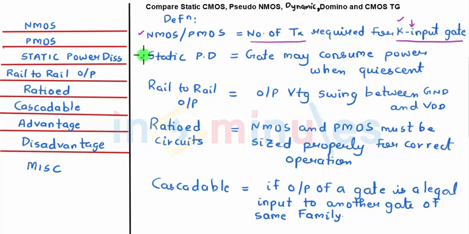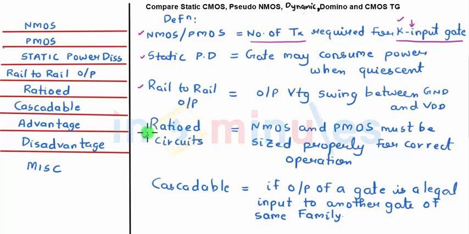My second point of comparison is going to be the static power dissipation. This is nothing but the power the gate may consume when in the quiescent condition. Quiescent means a DC condition, which we have seen in the previous clips. Rail to rail output means whether my logic family is able to give me a complete output voltage swing between 0 and VDD.